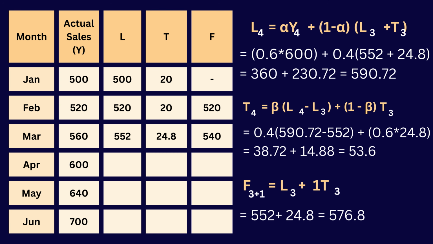Let's calculate forecast value F3 plus 1 equal L3 plus MT3. So M is 1 equal 552 plus 24.8 equal 576.8. So forecasting value for April is 576.8.